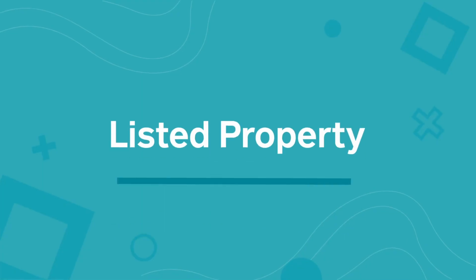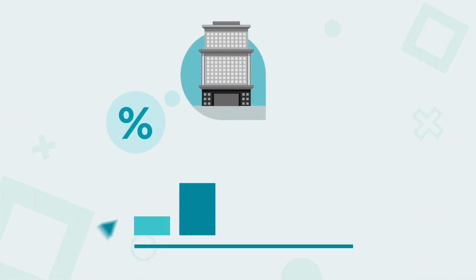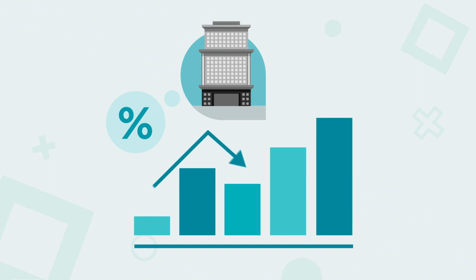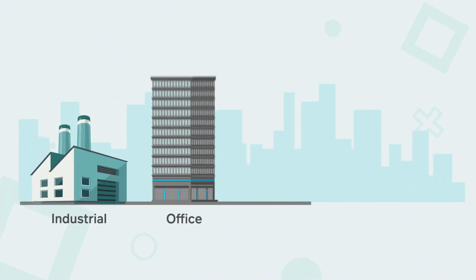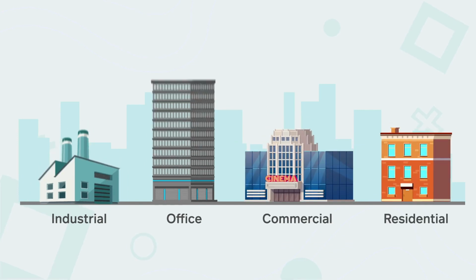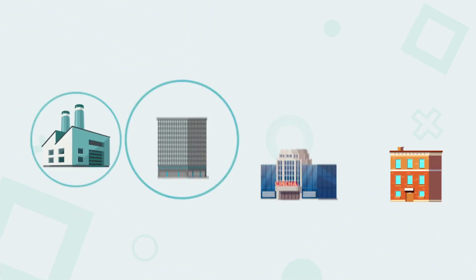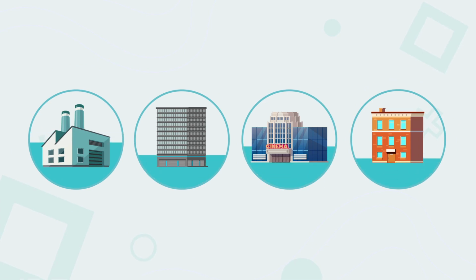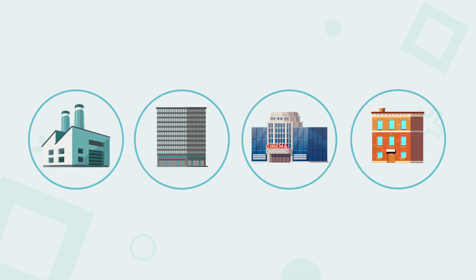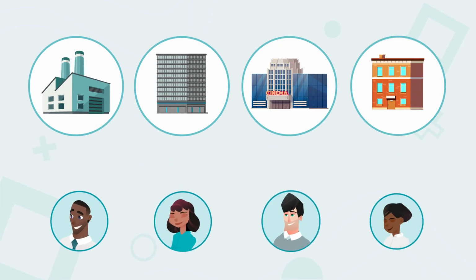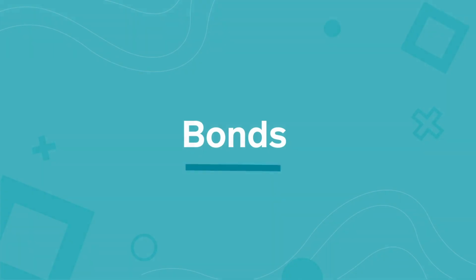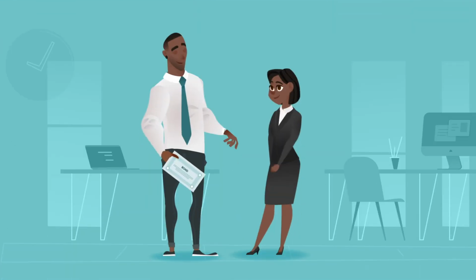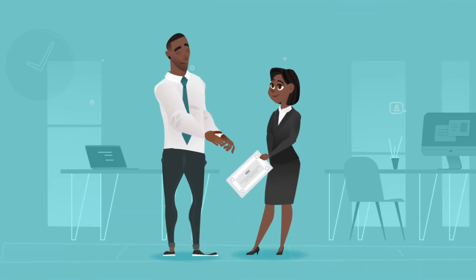Listed property. You can own shares in property companies listed on the stock market, which gives investors exposure to various types of property, like industrial, office, commercial, and residential properties. Your investment returns are based on the company's fluctuating share price. Listed property also offers income in the form of regular profit distribution to shareholders, making it less risky than other equities.